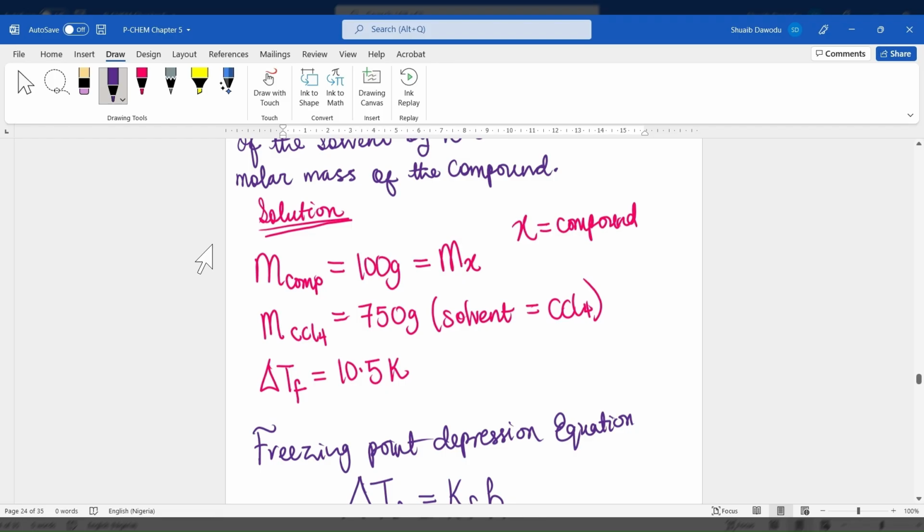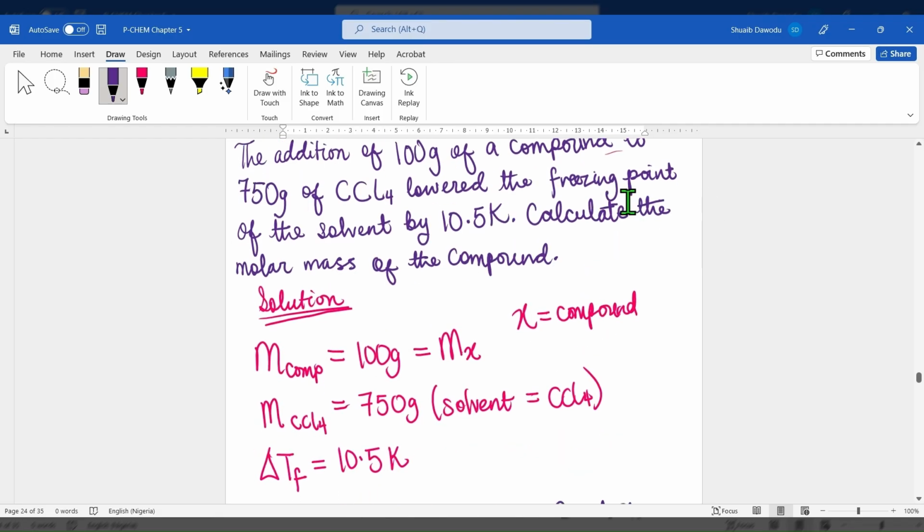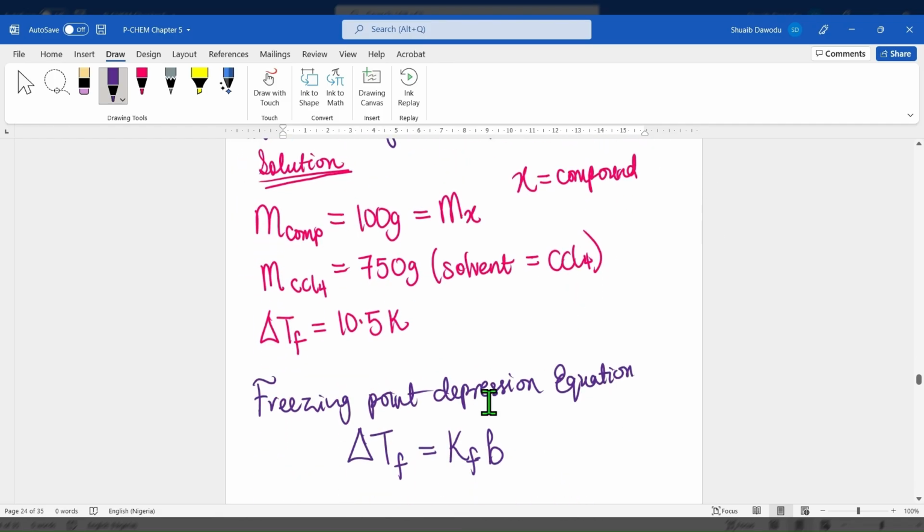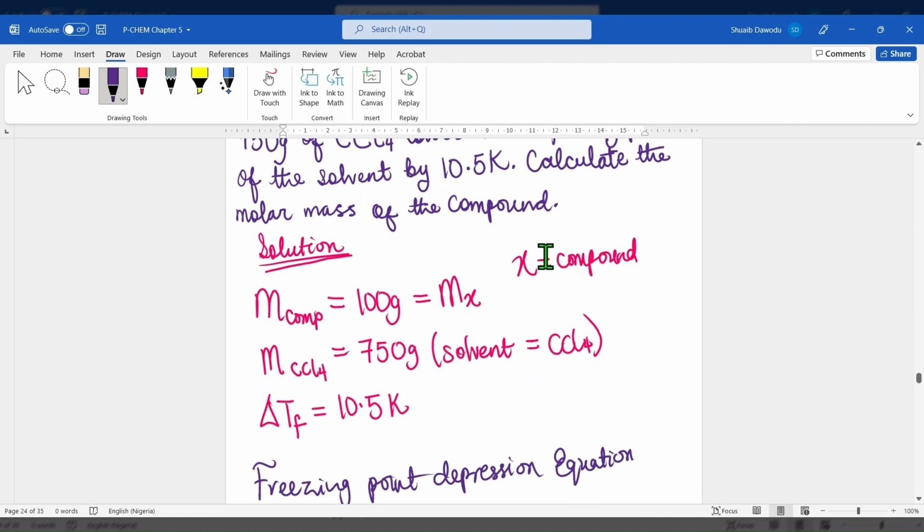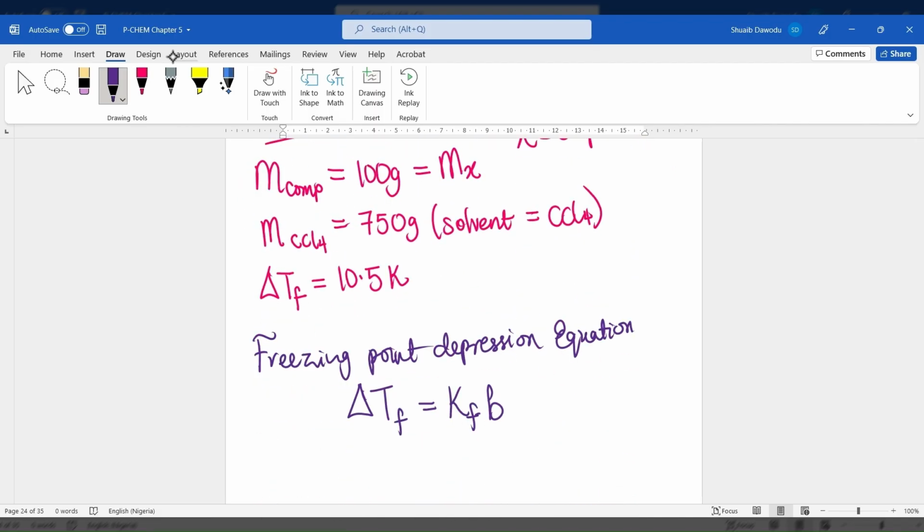Now, I want to quickly mention something. With all this information, we're not told to solve for anything in particular, except for the fact that we're told to solve for the molar mass of the compound. So really, all this is just us realizing that we need to find the molar mass of the compound, or the molar mass of X. That is what we're supposed to solve for.